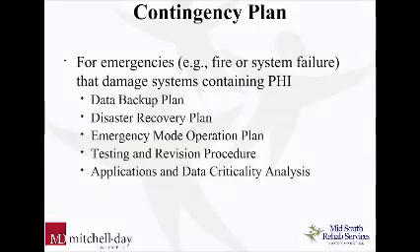Another part of the security rule is a contingency plan. The company has to have a plan in place for any emergencies: fire, system failure, break-ins, anything like that, any kind of things that damage systems that contain the PHI. You have to have a data backup plan, disaster recovery, emergency mode operation, testing and revision procedure, applications and data criticality analysis. These are all things, again, we talk about, you know, tornadoes. We get the bad weather all the time through here. Something like that hits, you have to have all this stuff in place just in case.